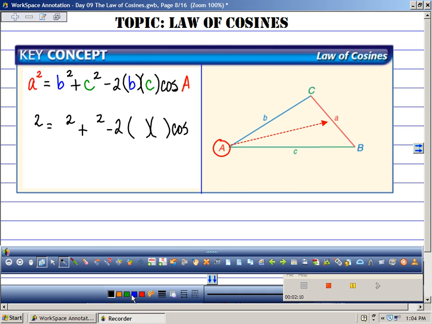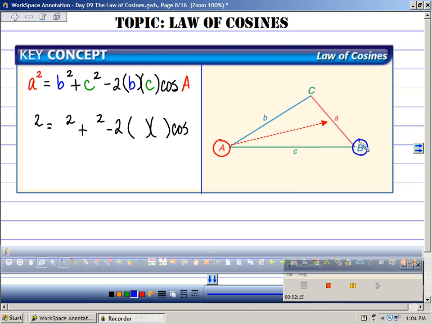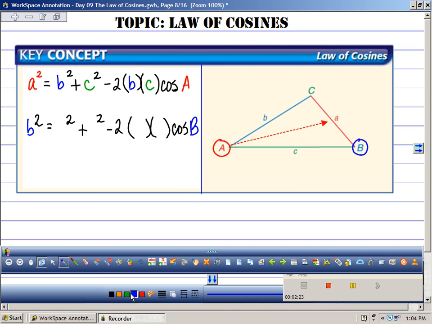Let's fill in the shell. This time let's talk about B. So I'm looking for little b squared, and that times the angle of B. So what am I missing? A and A, C and C. See how it's working so far?